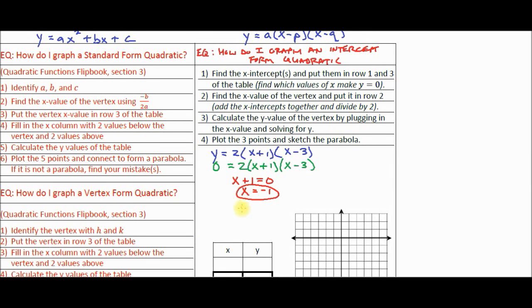So let's find out what turns this part of our quadratic to 0. So we'll do x minus 3 equals 0. That's just as easy. Add 3 to both sides and you end up with x equals positive 3. So if x is either -1 or x equals 3, it changes one of these binomials to 0, and anything multiplied by 0 turns the whole thing to 0. So those are our two x-intercepts.